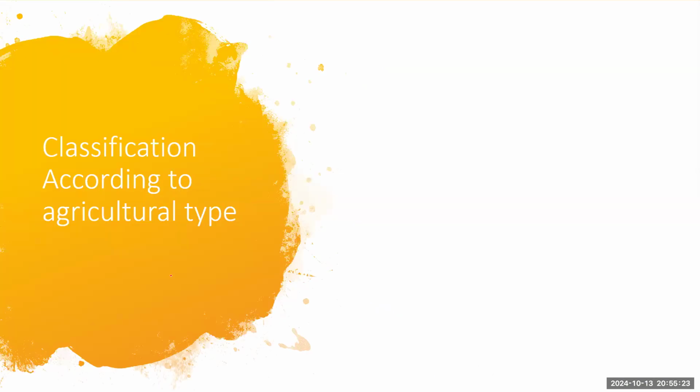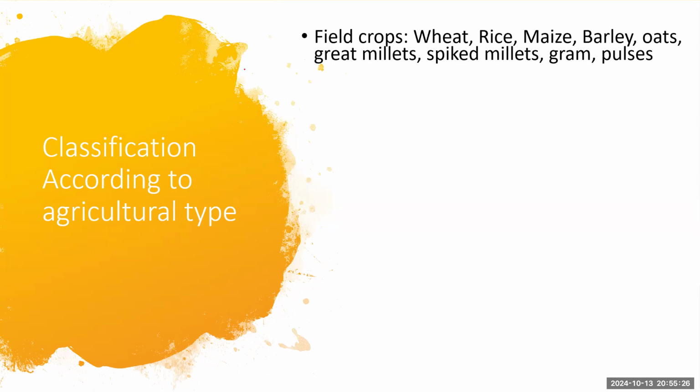Now, first classification is according to agricultural type. According to agricultural type, the crops may be classified as field crops. The examples of field crops are wheat, rice, maize, barley, oats, great millets, spike millets, gram, and pulses. So you are familiar with wheat, rice, maize, barley and oats, great millets and spiked millets, that is jowar and bajri. Gram, that is harbhara, pulses, that is dal. So these are the examples of field crops.